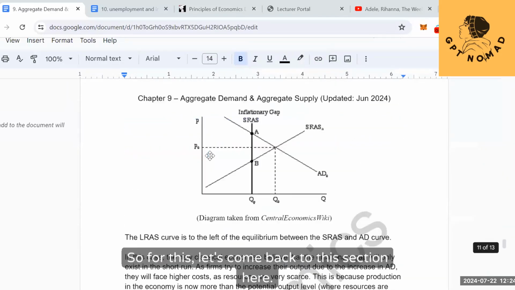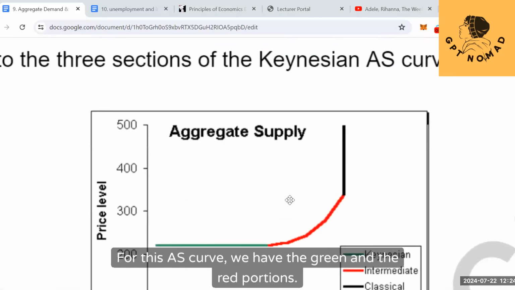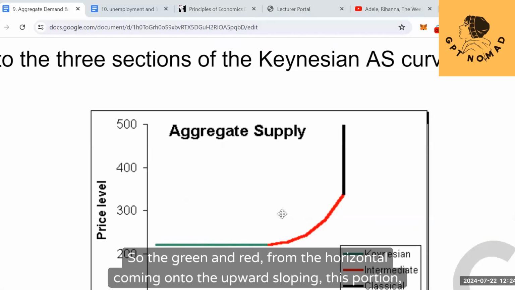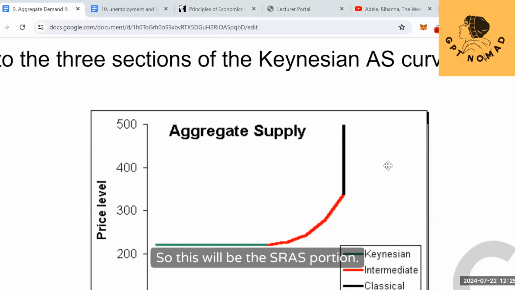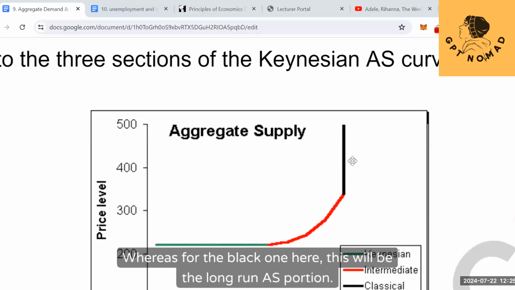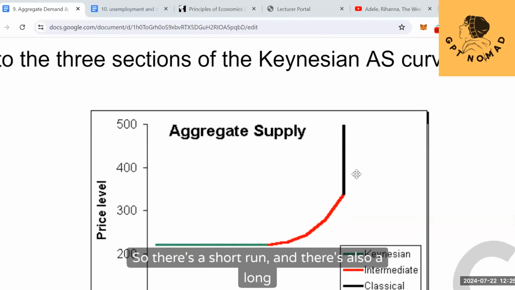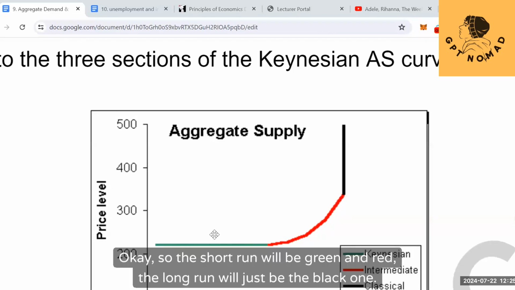For this, let's come back to this section here. For this AS curve, we have the green and the red portions. The green and red, from the horizontal coming onto the upward sloping, this portion we will call the short run portion, the short run aggregate supply. So this will be the SRAS portion. Whereas the black one here will be the long run AS portion. So the short run will be green and red. The long run will just be the black one.